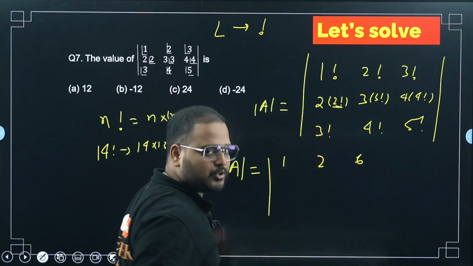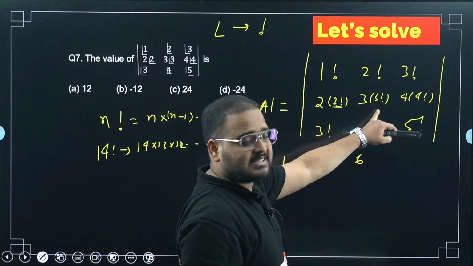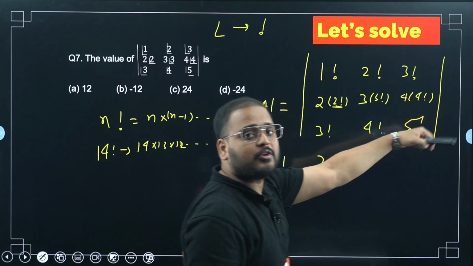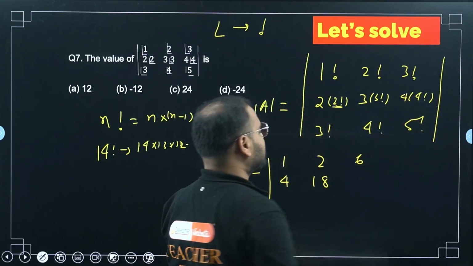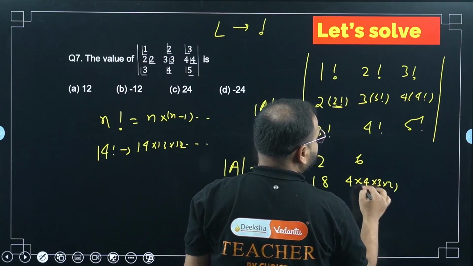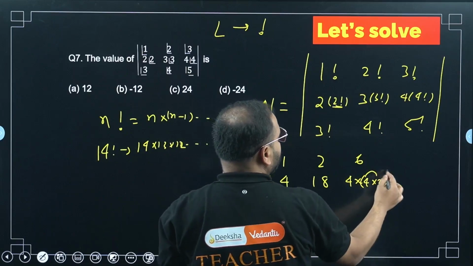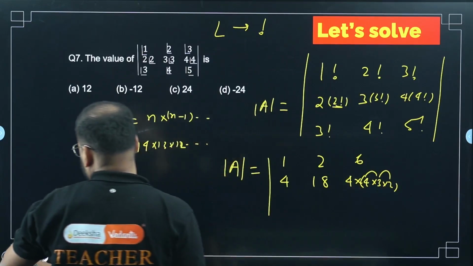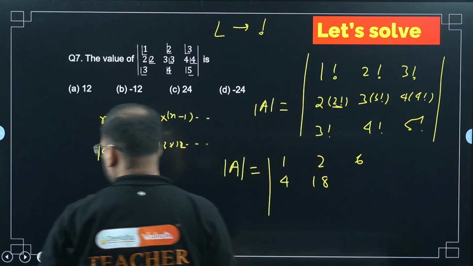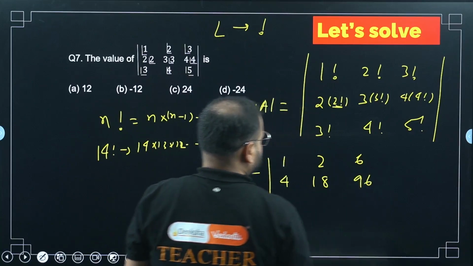2 times 2 factorial, so 2 factorial is just 2, 2 times 2 is 4. 3 times 3 factorial: 3 factorial is 6, 6 times 3 is 18. 4 times 4 factorial: 4 factorial is what? 4 into 3 into 2, so 4 times 3 is 12, 12 times 2 is 24, 24 times 4 is 96. So this is 96.